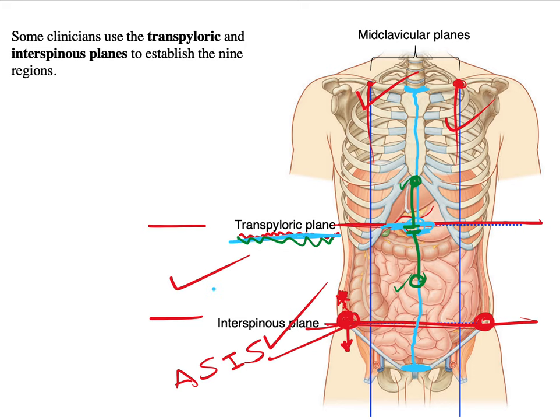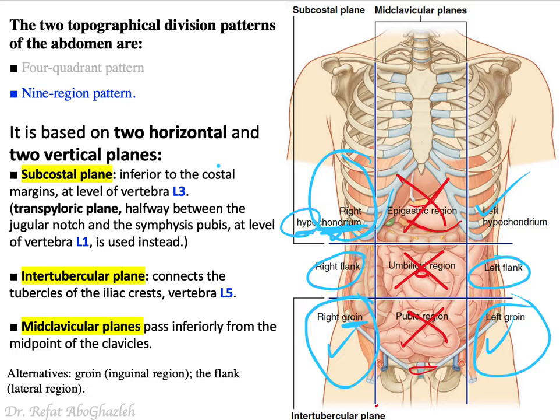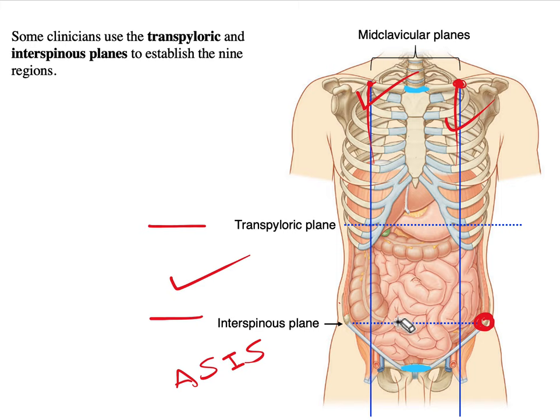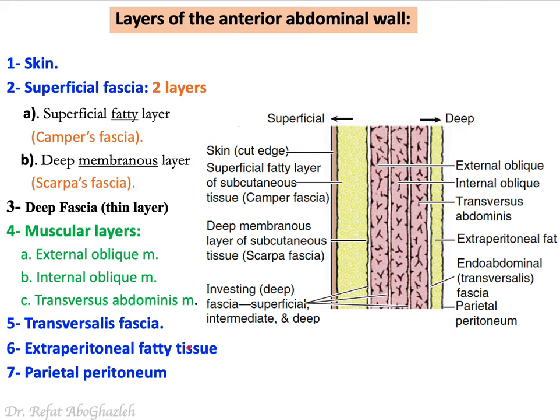Now, let us take a cross-section through the anterior abdominal wall. So, your anterior abdominal wall is formed of seven layers. Let us start from superficial, guys, and move to the deep. Superficially, guys, you have the skin, right? This is the skin.